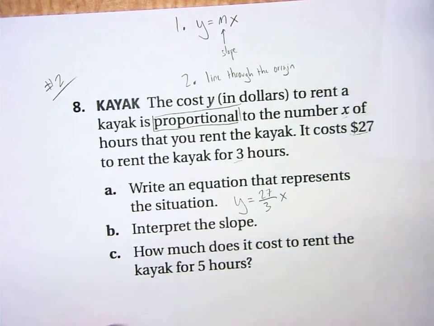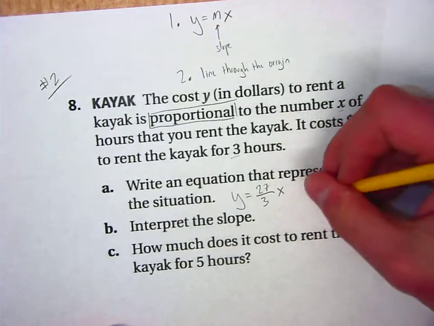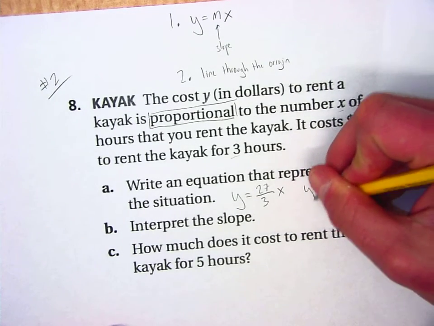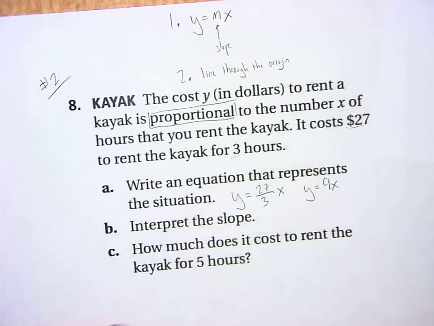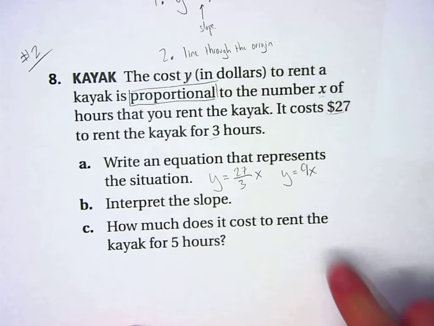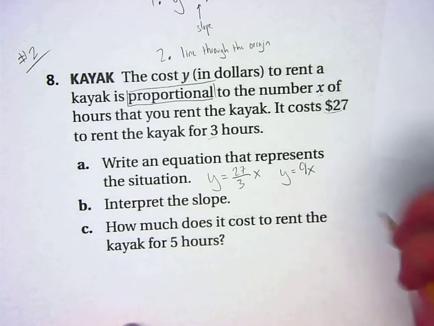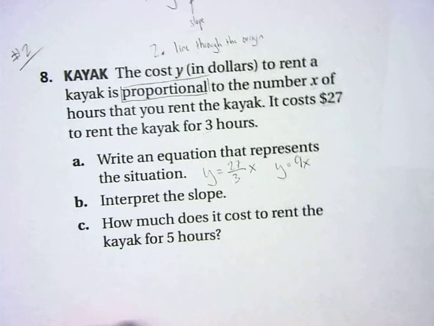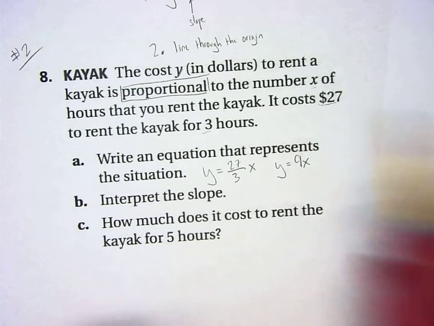Now, I know what you're thinking. Mr. Bywater, 27 over 3, isn't that the same thing as 9? And to you, I say, yes, it is. So you could have written this equation, y is equal to 9x.